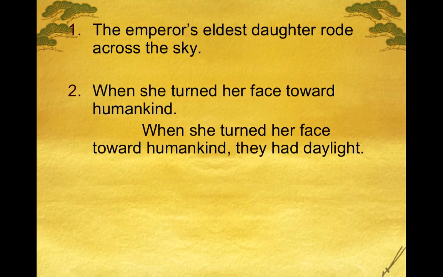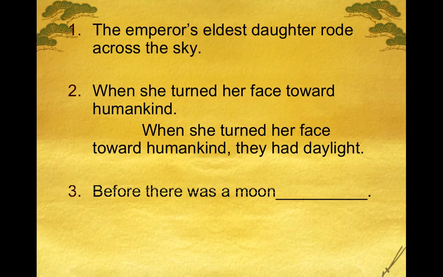However, you can do what they just did right here. When she turned her face toward humankind, which is a dependent clause, they had daylight. Now, they had daylight. Is that an independent clause or a dependent clause? Well, it's an independent clause, right? So notice you have a dependent clause, comma, and then an independent clause. And we'll talk more about this next week. So let's go to the next example.